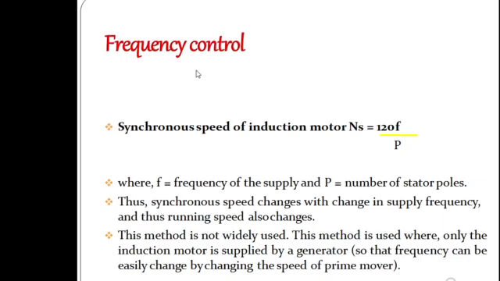What is the frequency control method? The synchronous speed of the induction motor Ns equals 120 f by P, where f is the frequency of supply and P is the number of stator poles. Thus the synchronous speed changes with the change in supply frequency, and thus the running speed also changes. This method is not widely used. It is used where the induction motor is supplied by a generator, so that frequency can be easily changed by changing the speed of the prime mover.